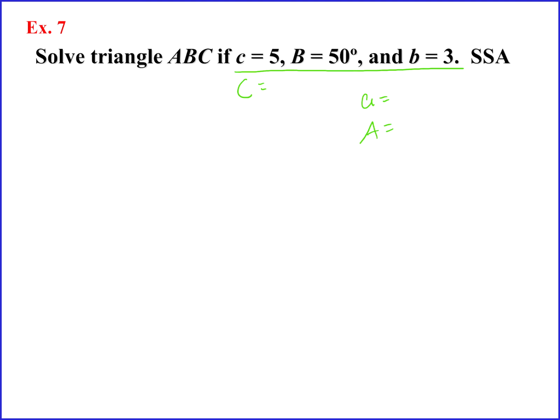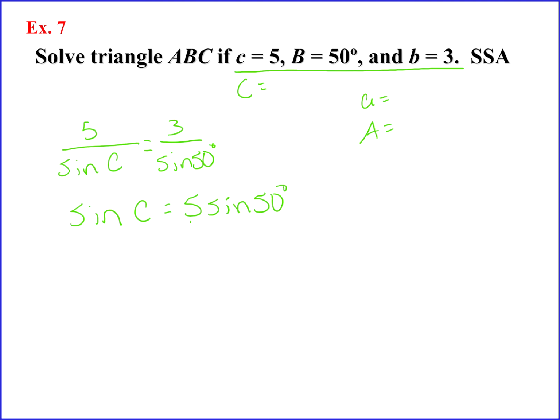If I know my two B's and I know c, that means I can find angle C to start with. So I would know that 5 over sine of C equals 3 over sine of 50. Working through this, sine of C equals 5 sine of 50 over 3. Again, we need an angle, so I have to find the inverse. C equals the inverse sine of 5 sine of 50 divided by 3.